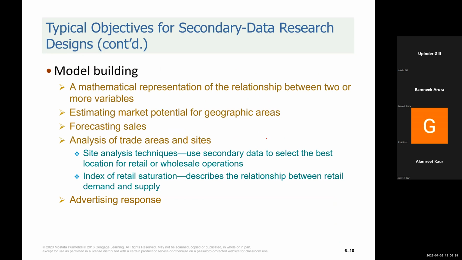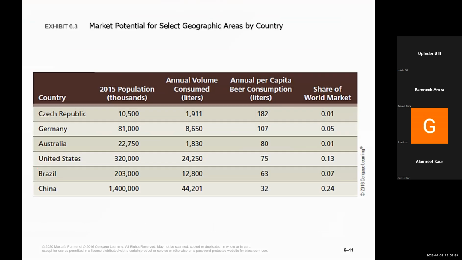Right, models are mathematical representations of the relationships between variables. You can forecast sales. You can forecast advertising response. So a lot of applications.